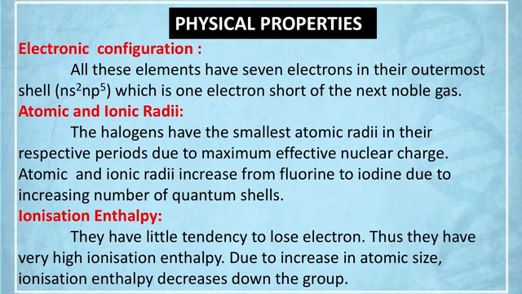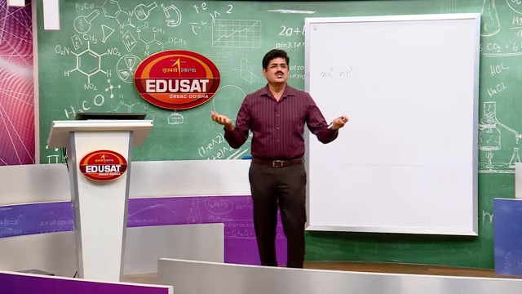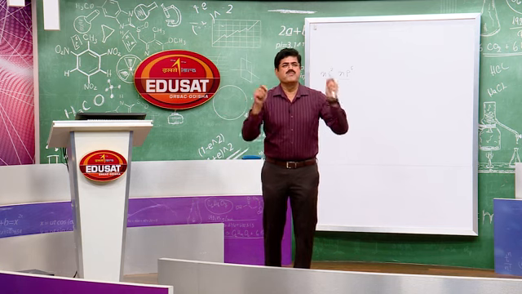Coming to the next physical property, that is ionization enthalpy. Ionization enthalpy, as you know, is the amount of energy required to remove the electron from the outermost shell of a neutral isolated gaseous atom. So here halogens have high effective nuclear charge, very high ionization enthalpy. The halogens possess high ionization enthalpy, so they have the least tendency to form cations.